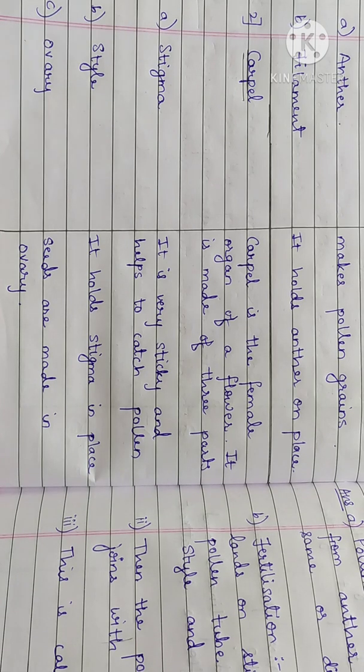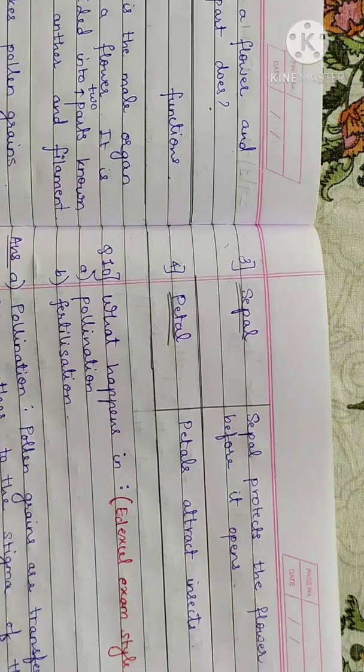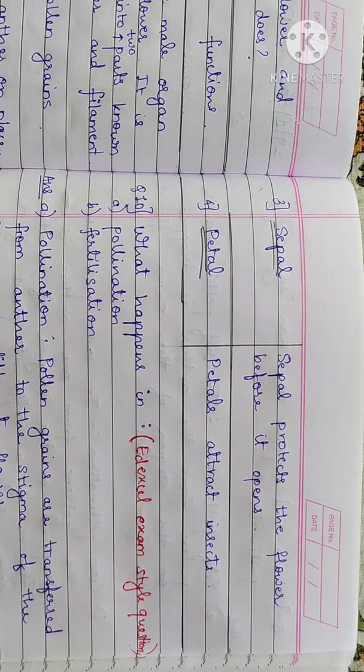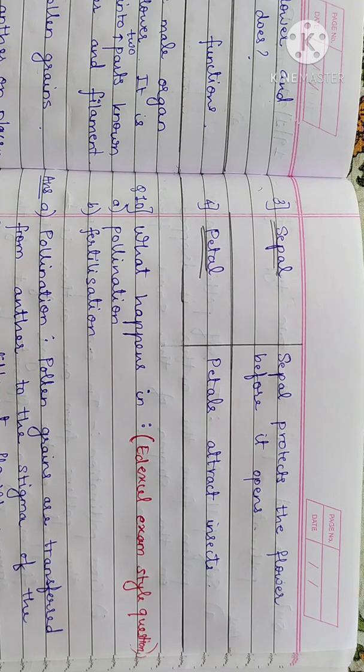Then the next part is the sepal. Sepal protects the flower before it opens. I told you before also that before the flower opens, it is a bud and the bud has coverings of sepal. Sepal is green colored and petal-like, and when the flower is a bud, before opening, it protects the flower. The sepals protect the flower before it opens. It protects the bud.